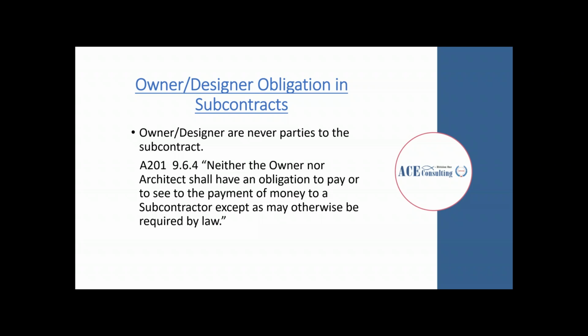Owner and designer obligations in subcontracts are interesting. The owner and designer are never technically parties to the subcontract. The owner technically does not owe anything to the subcontractor directly. In the A201 document, section 9.6.4 states that neither the owner nor the architect shall have an obligation to pay or to see to the payment of money to a subcontractor, except as may otherwise be required by law. So unless the owner is directly dealing with the subcontractor, all issues of payment are between the general and the sub.